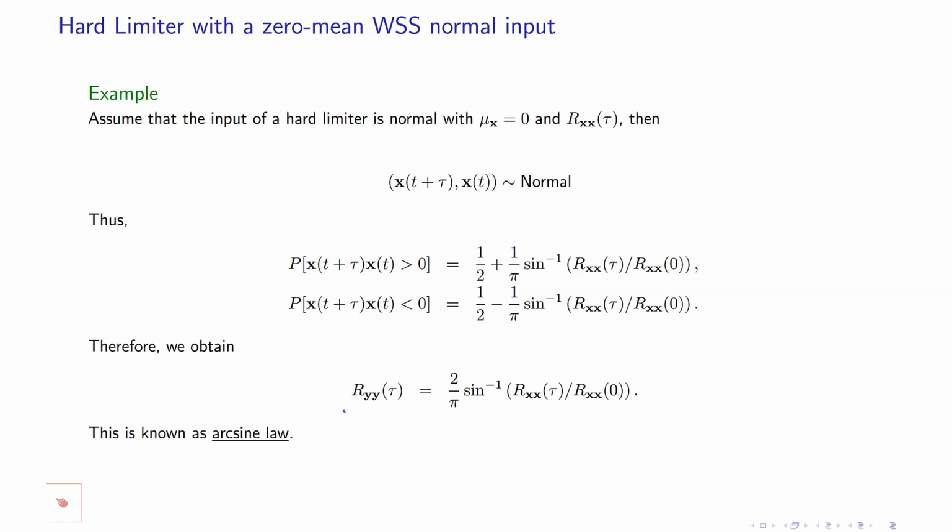This function is called the arcsine law. This arcsine law can give you the cross correlation of the two samples. So you don't need to have any multiplier or complex circuit. You need to have a simple hard limiter, an XOR, and a low pass filter.